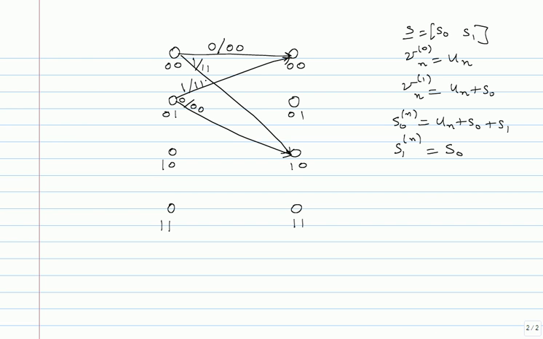Go ahead and complete this. It's a little bit interesting. 1, 0 will go to 0, 1 with an input of 0, and the output will be 0, 1. Is that right? Can someone confirm that? Okay, 1, 0 with an input of 1. Make a mistake.